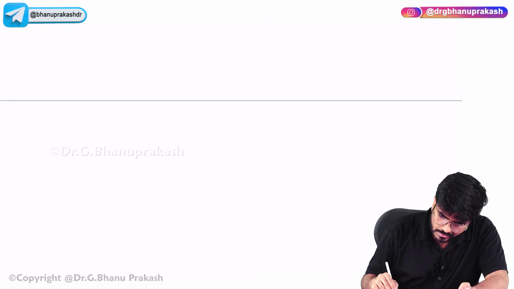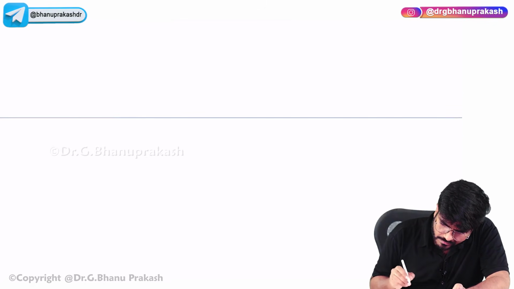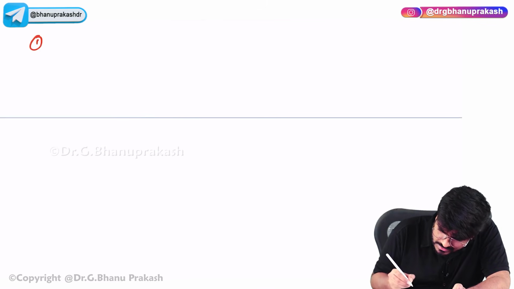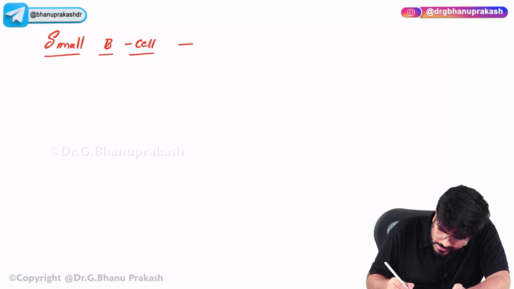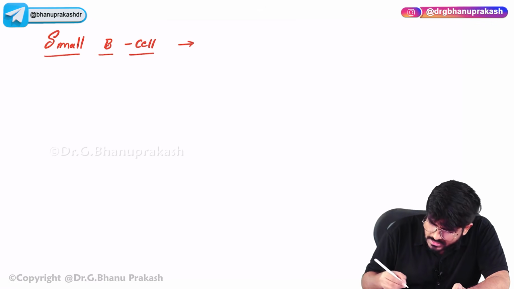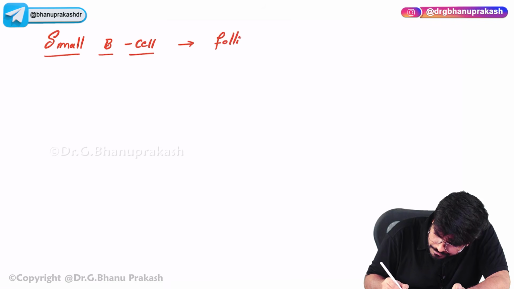So now let's write here itself. Non-Hodgkin's lymphomas, first small B cell non-Hodgkin's lymphomas. What are the examples? Examples are follicular lymphoma.